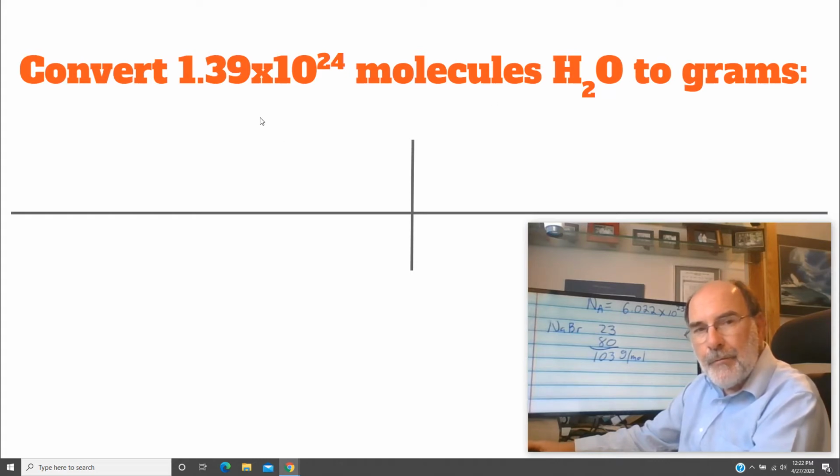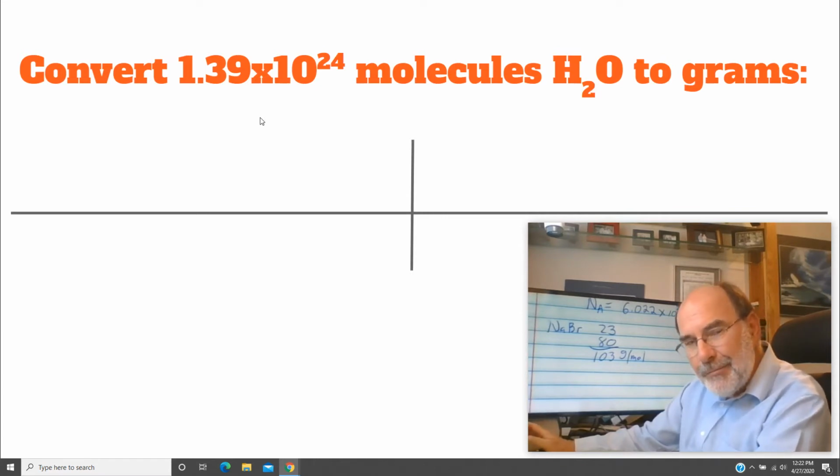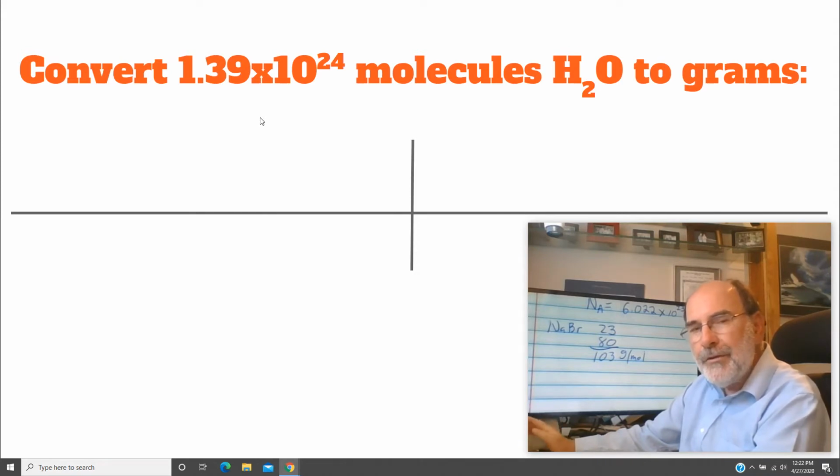All right? For the 1.39 times 10 to the 24th molecules, you look at that and say, well, I know that Avogadro's number is 6 times 10 to the 23rd power. This is 13.9 times 10 to the 23rd power. So it's more than 2 moles, a little bit over 2 moles. And if 1 mole is 18 grams, then 2 moles would be a little over 36 grams. So I'm expecting this to come in somewhere close to 40 grams in the end.